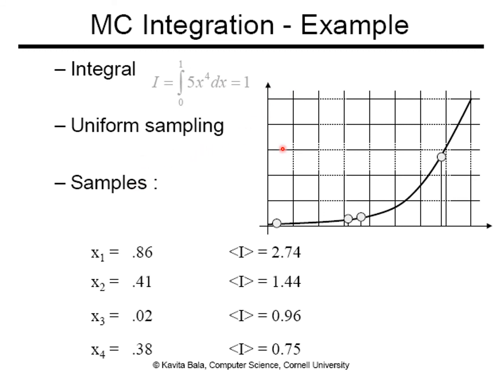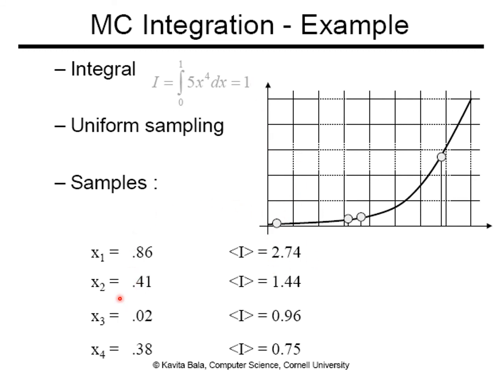Now I'd like to take uniform samples. At the first sample, we got 0.86. Then our estimator, this is our Monte Carlo estimator. When I mention the Monte Carlo estimator, it's nothing but the sample average estimator, and it has a value of 2.74, which is far away from 1.